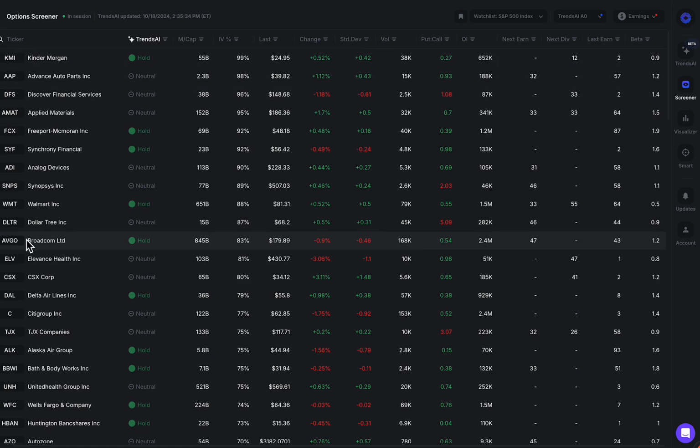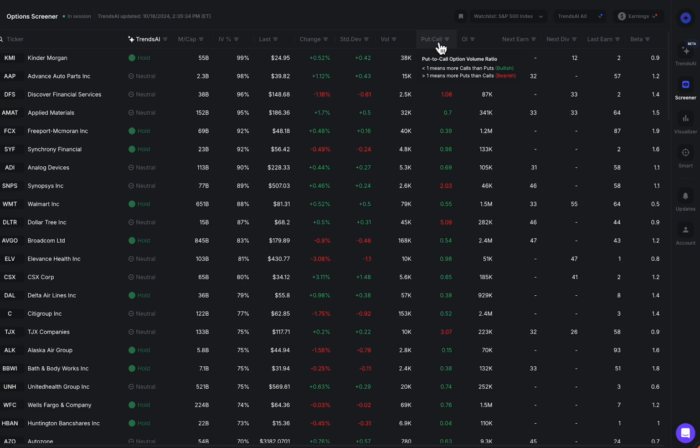If we take a look at AVGO right here, AVGO is Broadcom LTD, a more popular company, has a larger market cap as well. You can see $845 billion compared to some of these other ones, which is $103 billion or $15 billion. $845 billion is much, much larger. So therefore, this is a larger company. And as you can see, we have much, much more options traded. So option volume right there.